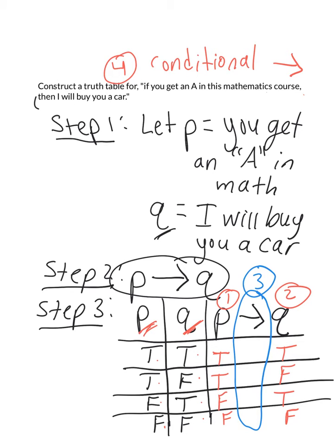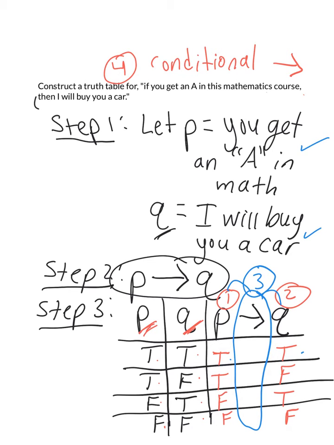It's a little bit trickier. So let's start with row 1. I have two T's. P is true and Q is true. You're always applying the arrow to what's on either side of it. So if P is true, that means that you do get the A in math. If Q is also true, then I did in fact buy you the car.